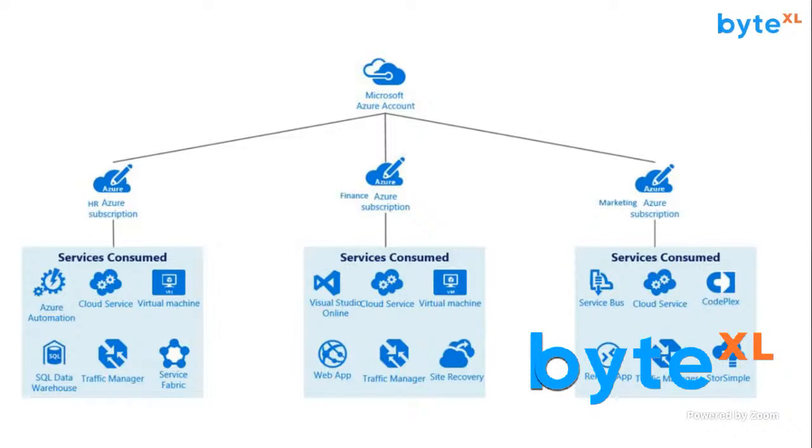For example, if you look at here, the HR Azure subscription is going to have an automation, cloud service, virtual machine, and even SQL data warehouse, traffic manager, and the service fabric. It's different compared to the subscriptions which have been taken by finance and marketing. A separate bill will be generated for the complete resources which have been used for the HR Azure subscription, and in a similar way, for the resources accessed from finance, and from marketing.